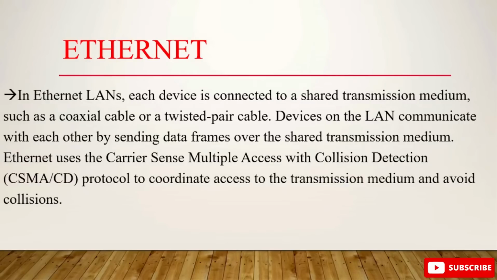In Ethernet LANs, each device is connected to a shared transmission medium such as coaxial cable or a twisted pair cable. Devices on the LAN communicate with each other by sending data frames over the shared transmission medium. Ethernet uses the carrier sense multiple access with collision detection (CSMA/CD) protocol to coordinate access to the transmission medium and avoid collisions.